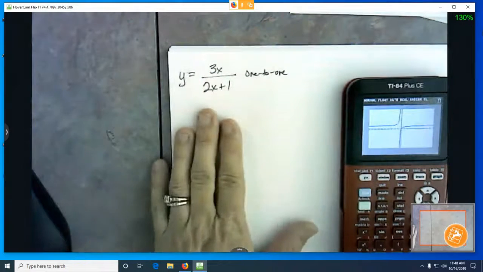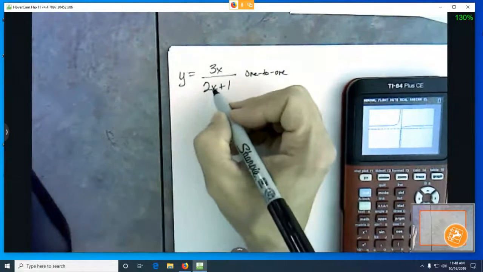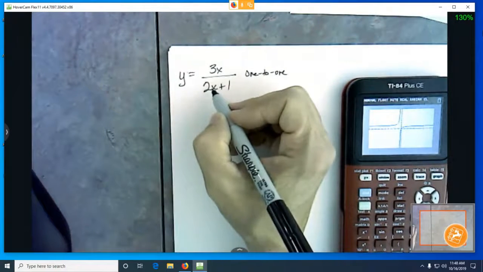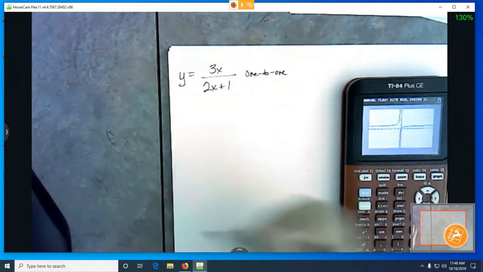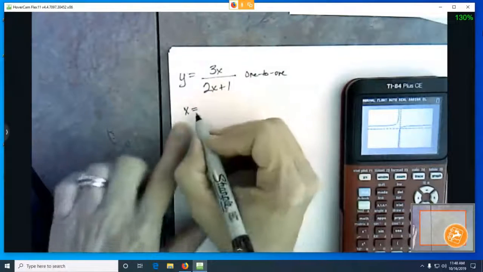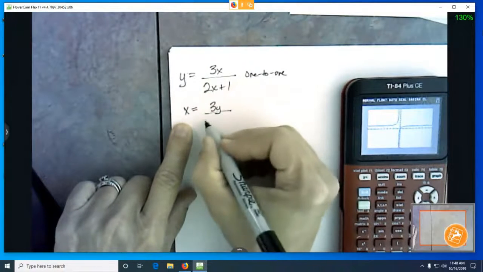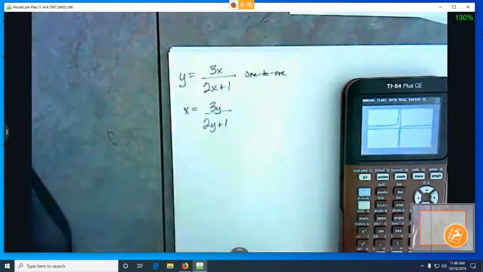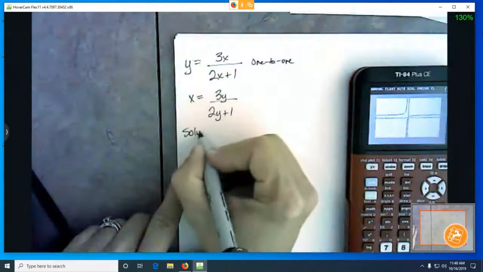So to find the inverse of this, this is one where it would be really hard to find it with that other method where we're just talking about what happens to the x, because we've got lots of different things happening to it. So this one is going to be easier to use algebra. So we would switch the x's and the y's. That would make this 3y over 2y plus 1. And now we want to solve this for y.